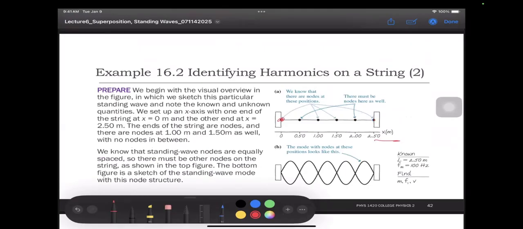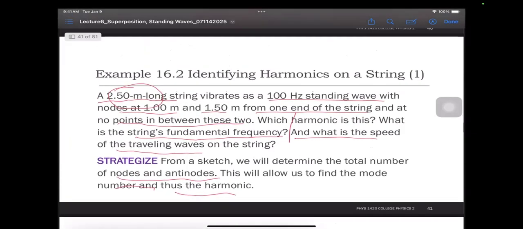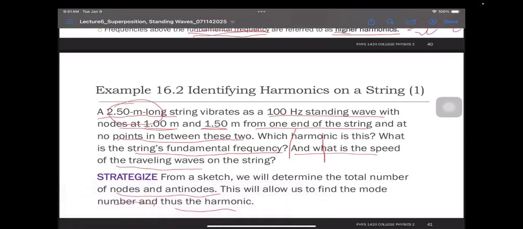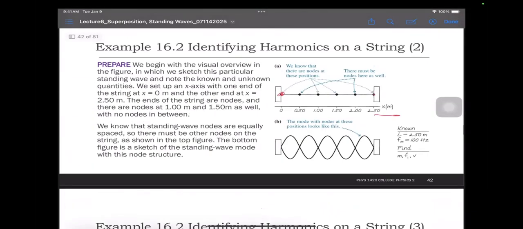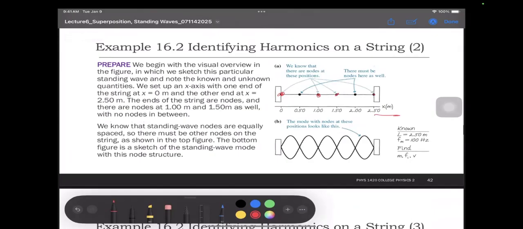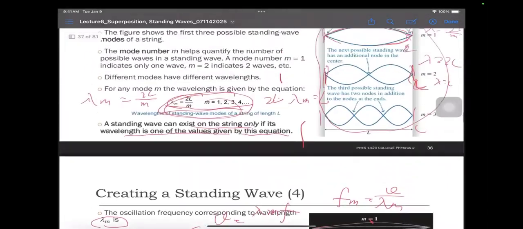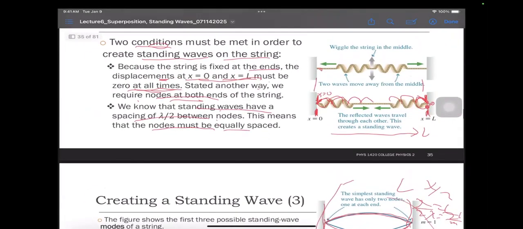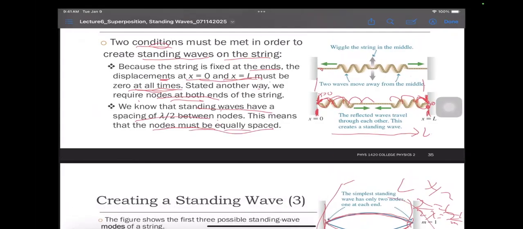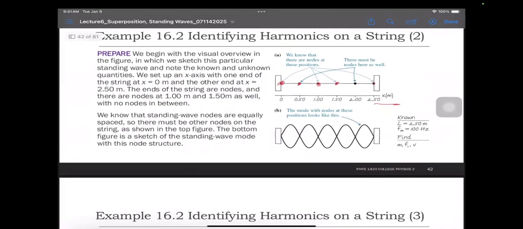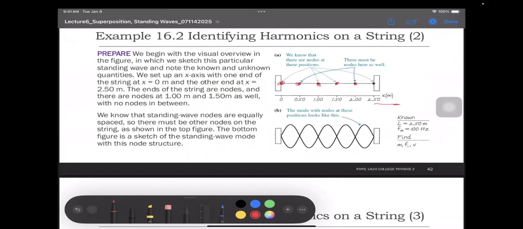The question also tells us that 1 and 1.5 are nodes. Am I right? So 1 here is a node, and here is also a node. Since the nodes should be equally spaced, am I right? Does it make sense to you? So here should be a node, and here should be a node. This should be the shortest distance between two different nodes. Does it make sense to you?